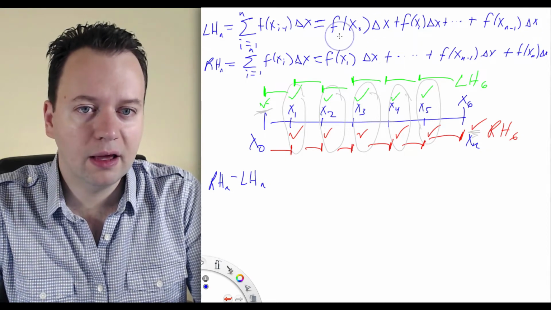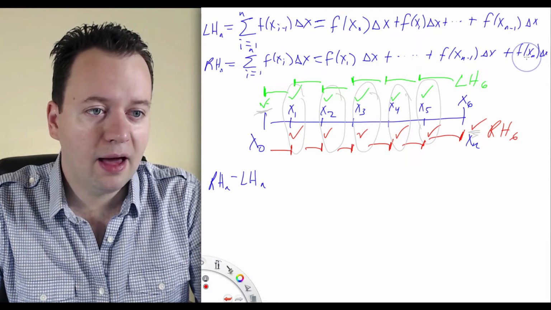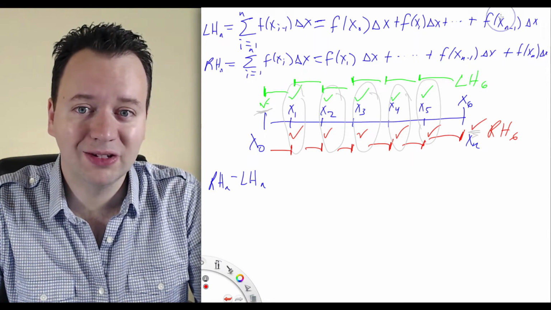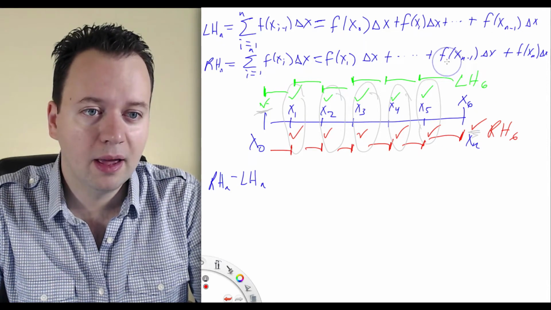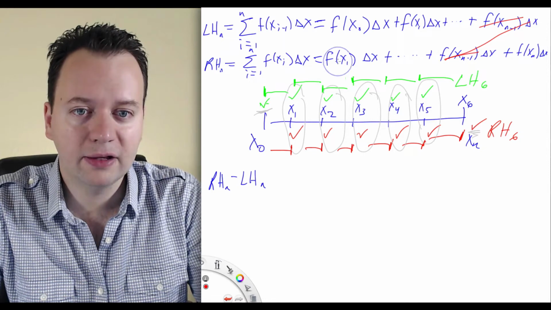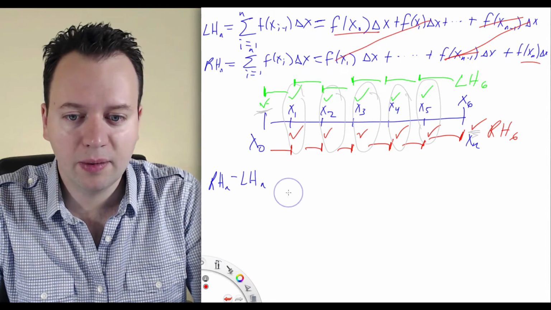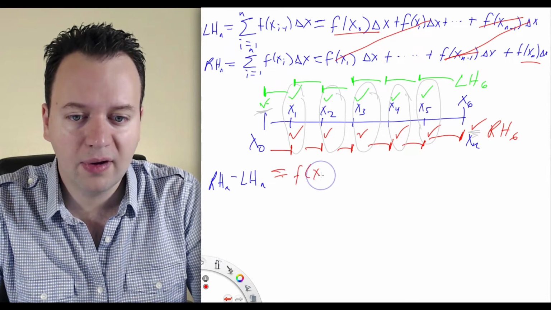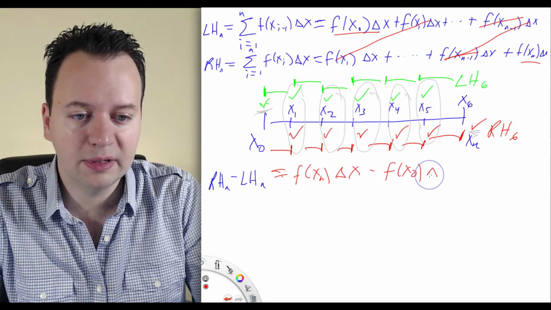So notice that if we write this out again, f of xn times delta x is not in the left-hand Riemann sum. That corresponds to basically x6 down here. But the next to last one does cancel out here, and then they all cancel out. These guys cancel out, and then this one remains. So we have two that remain. So it's going to equal f of xn times delta x minus f of x0 times delta x.